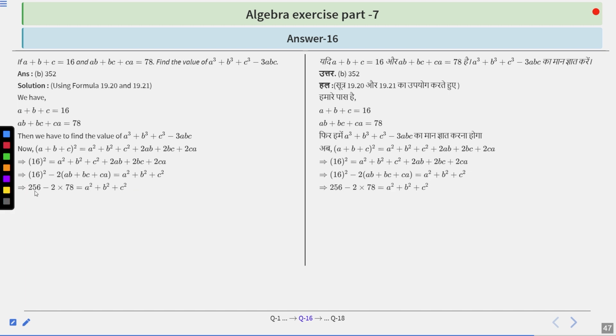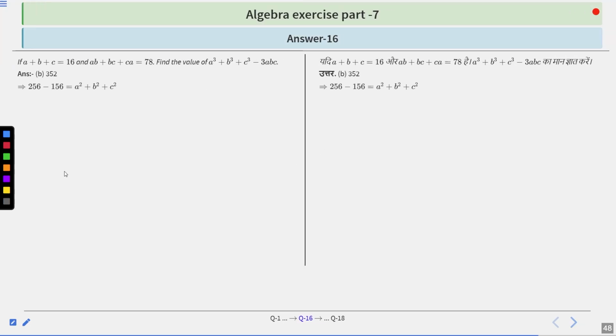16² is 256, minus twice of ab+bc+ca, which was already given in the question, that is 78. So 256 − 2×78 is equal to a²+b²+c². So 256 minus 156 is equal to a²+b²+c². So the value of a²+b²+c² is equal to 100. Now we have to find a³+b³+c³−3abc.